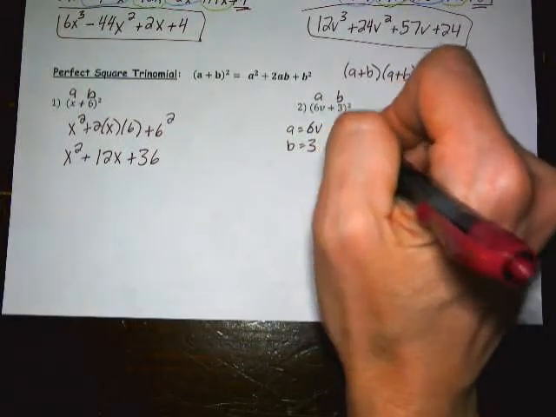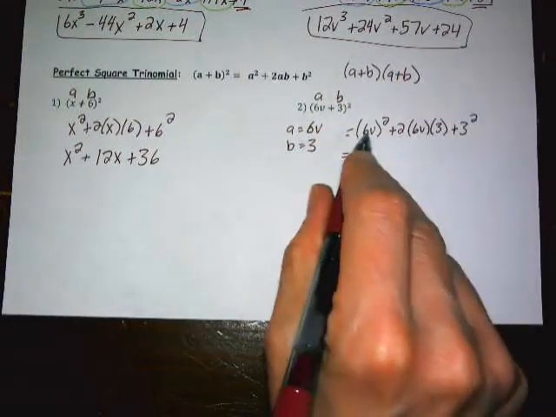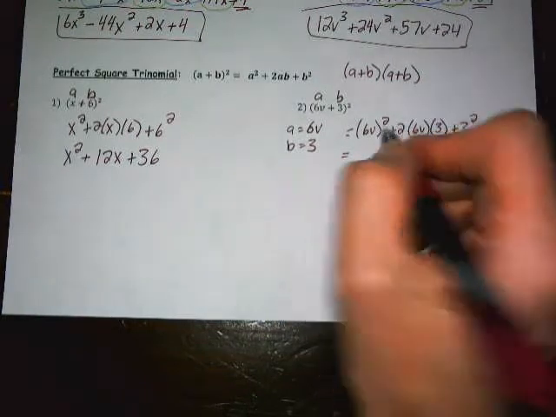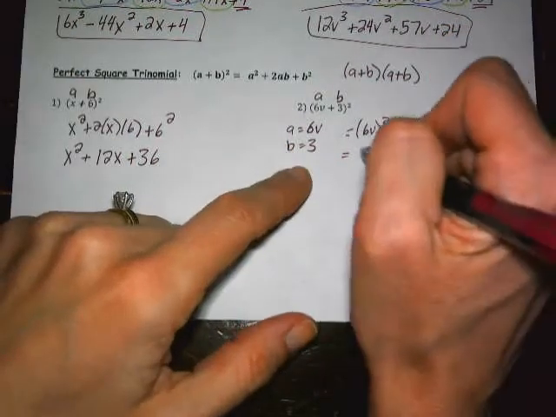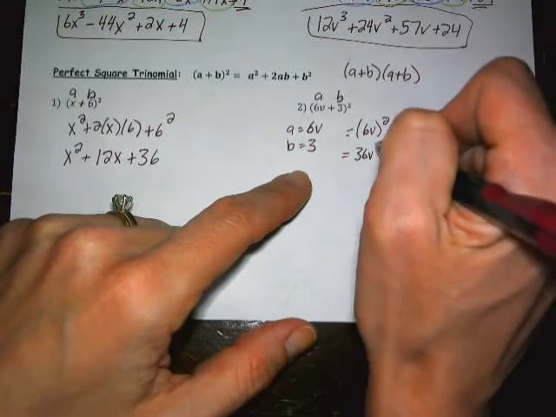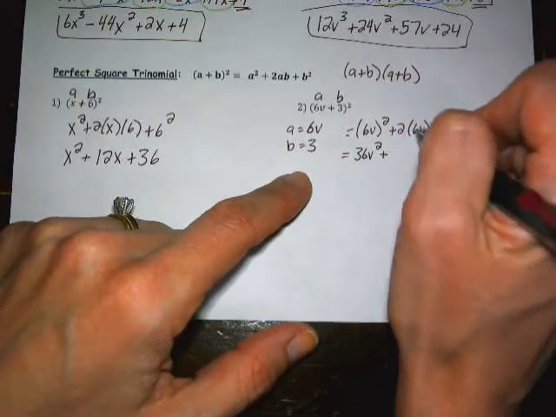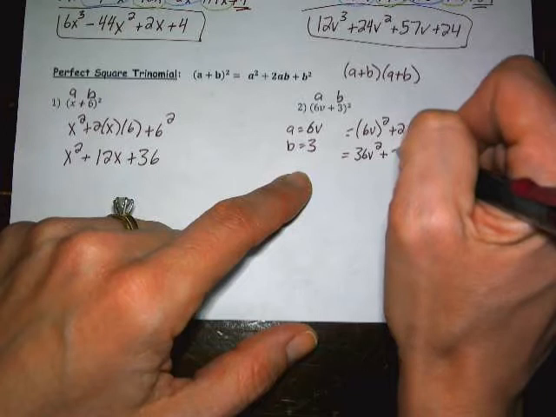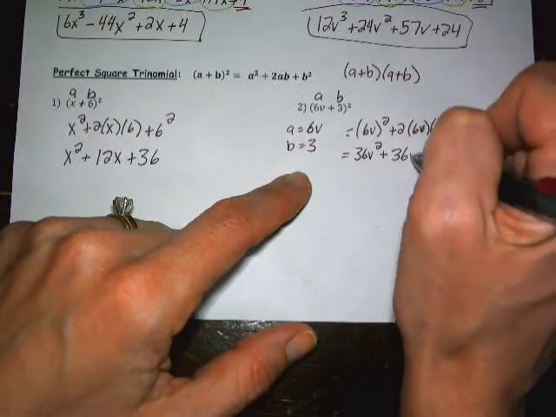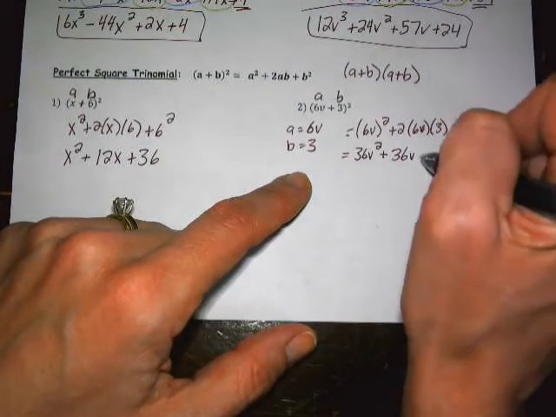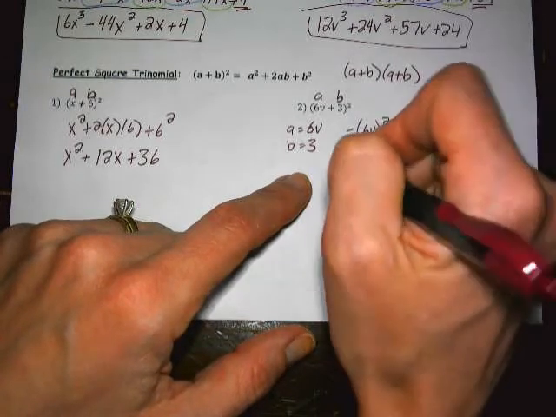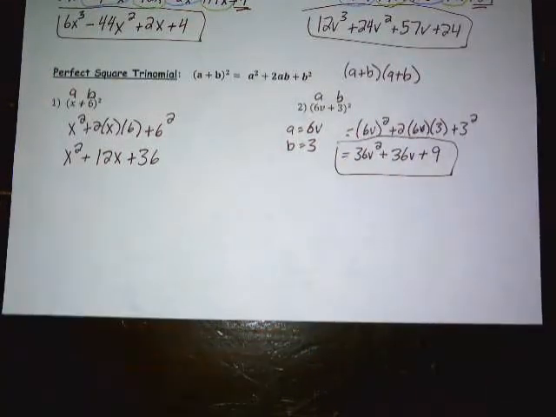Again, you have to square that 6. That's part of the a squared. 36v squared. Here we have 2 times 6 times 3, so plus 36, and we have a v here, plus 3 squared is 9. 36v squared plus 36v plus 9. And that is multiplying polynomials using the distributive property.